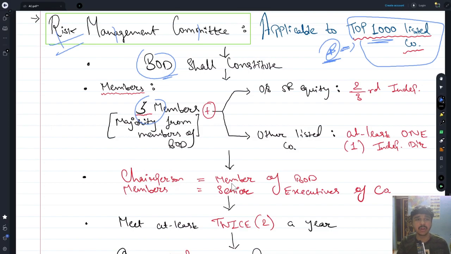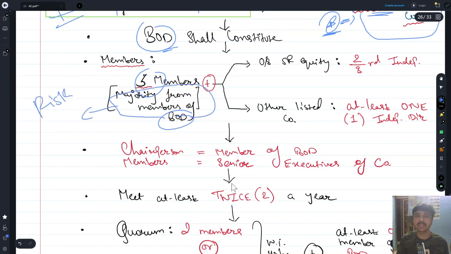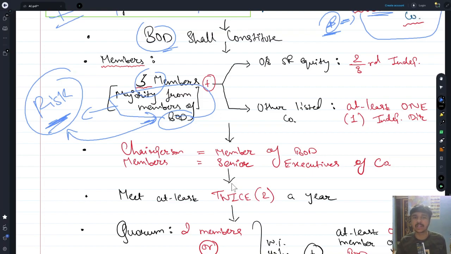3 members. What these 3 members will be there? So the constitution will be of 3 members, and the majority will be from the board of directors. Why majority from the board of directors, you will ask me? Because they are basically managing the risk of the business. And who is managing the business? Board of directors managing the business. So they have more idea. They have a greater and in-depth idea of the business. That's why the Risk Management Committee will have majority members from the board of directors.